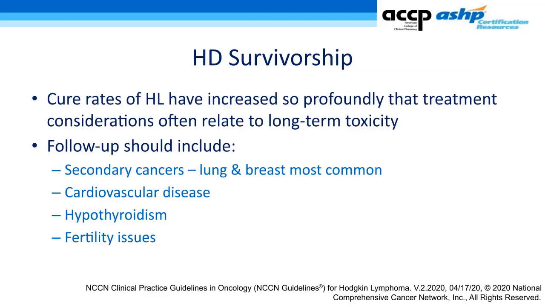Survivorship also plays a very large role in the treatment of Hodgkin's lymphoma. The cure rates have increased so profoundly in the last decade that treatment considerations are often thinking about long-term toxicities instead of short-term ones. So again, this is detailed in your handout, but we need to think about secondary cancers, specifically lung and breast, if the patient has received radiation. We need to consider cardiovascular disease, given the anthracycline, hypothyroidism, and fertility issues. So patients should always be treated at an oncology center for as long as possible, and all of their other healthcare providers should be aware of their treatment.